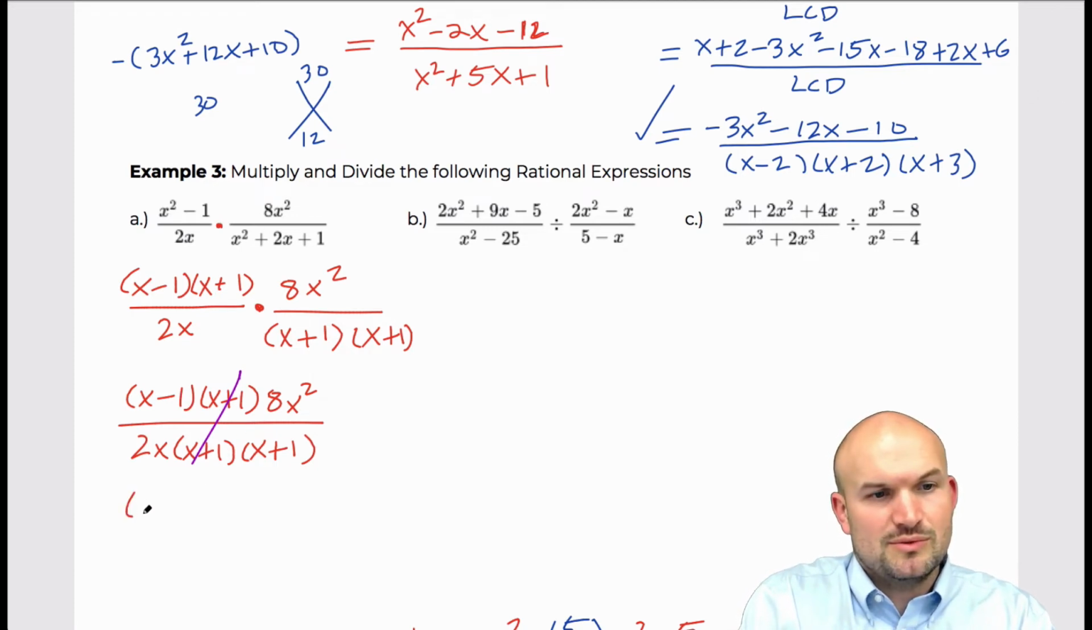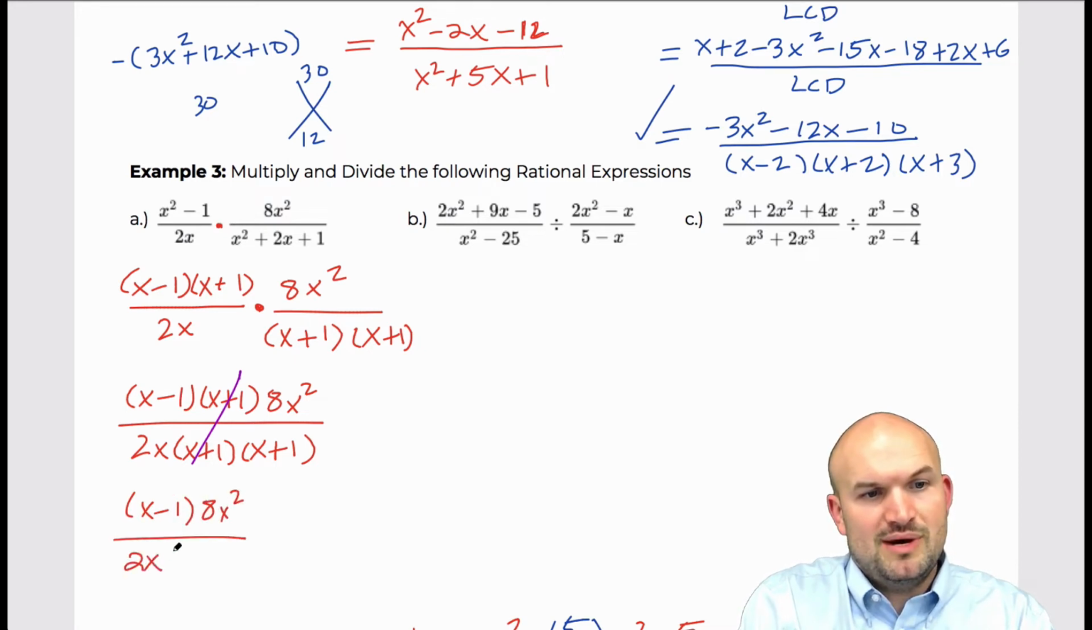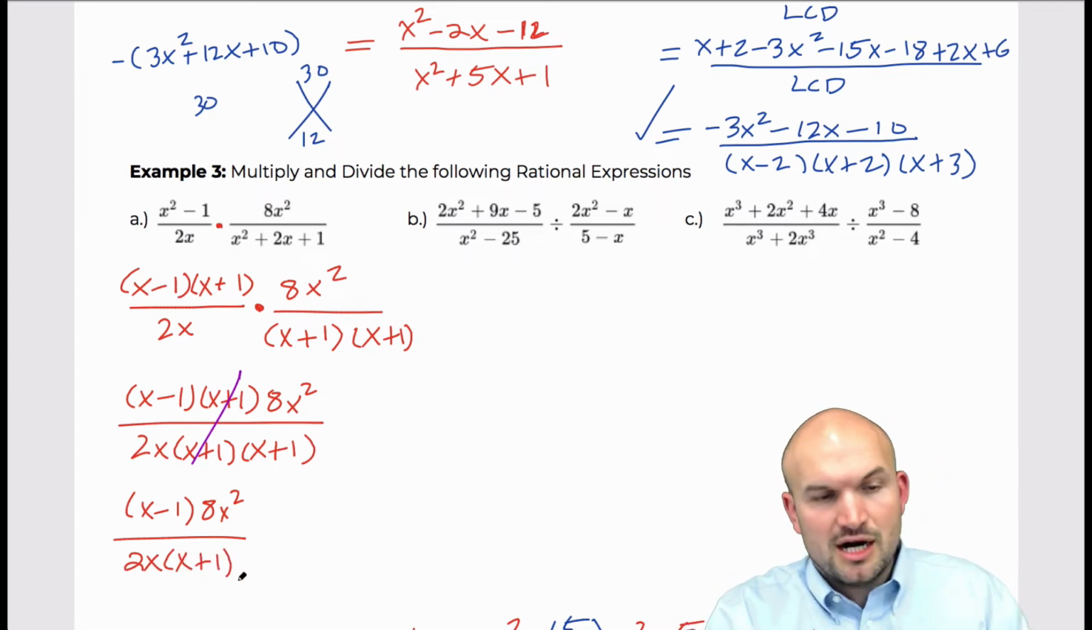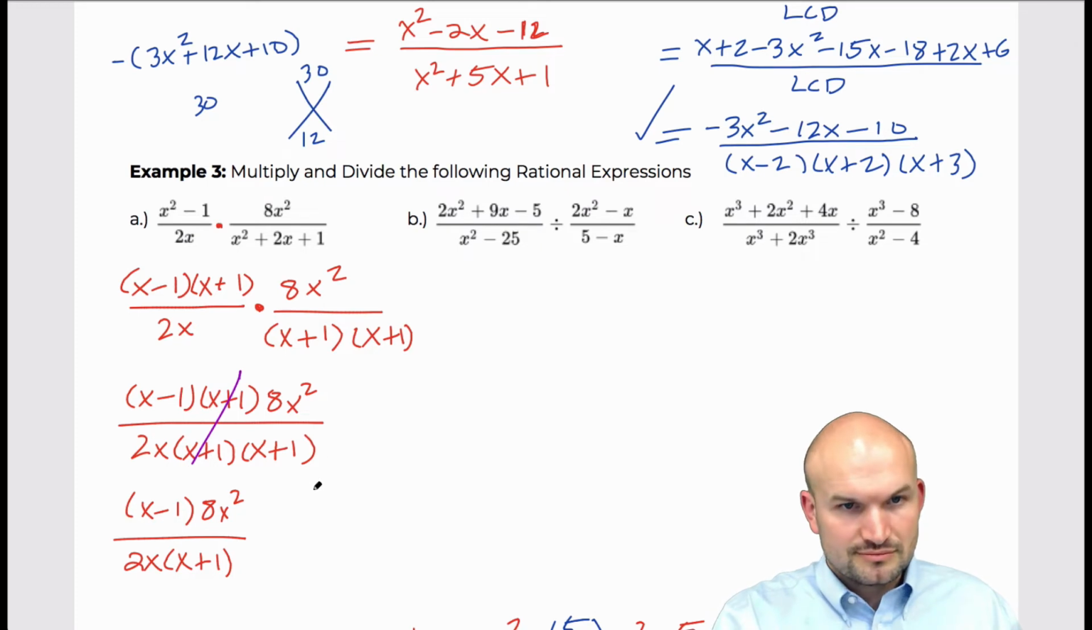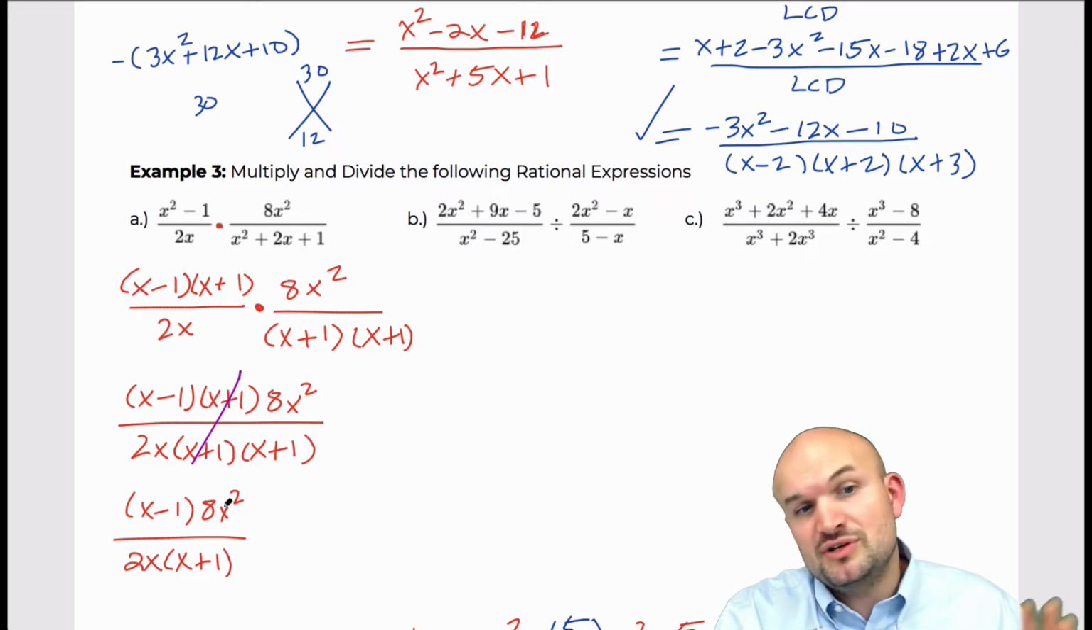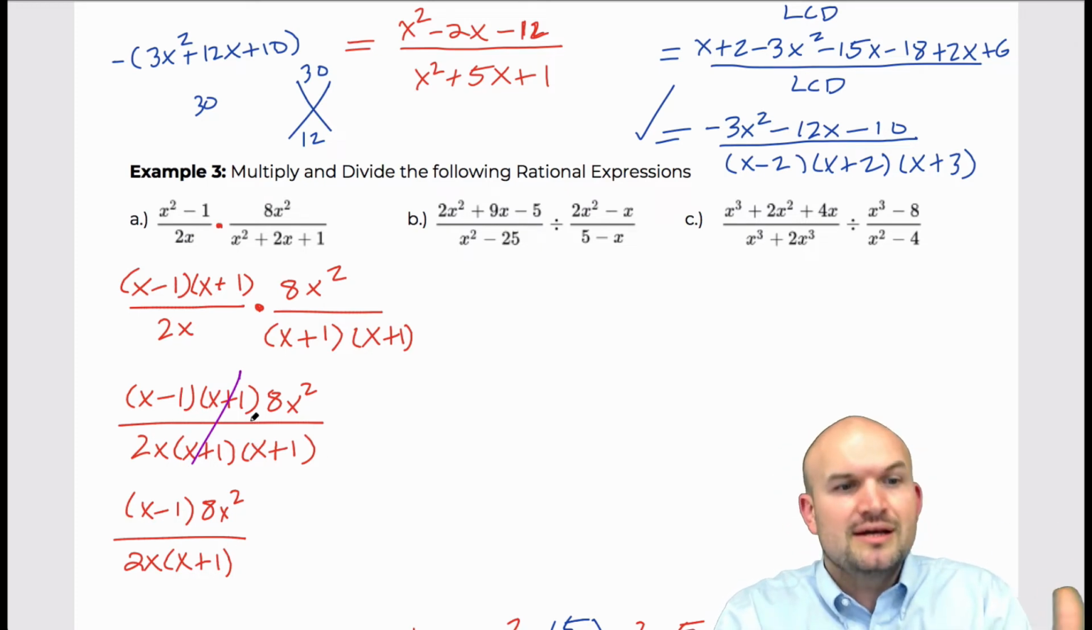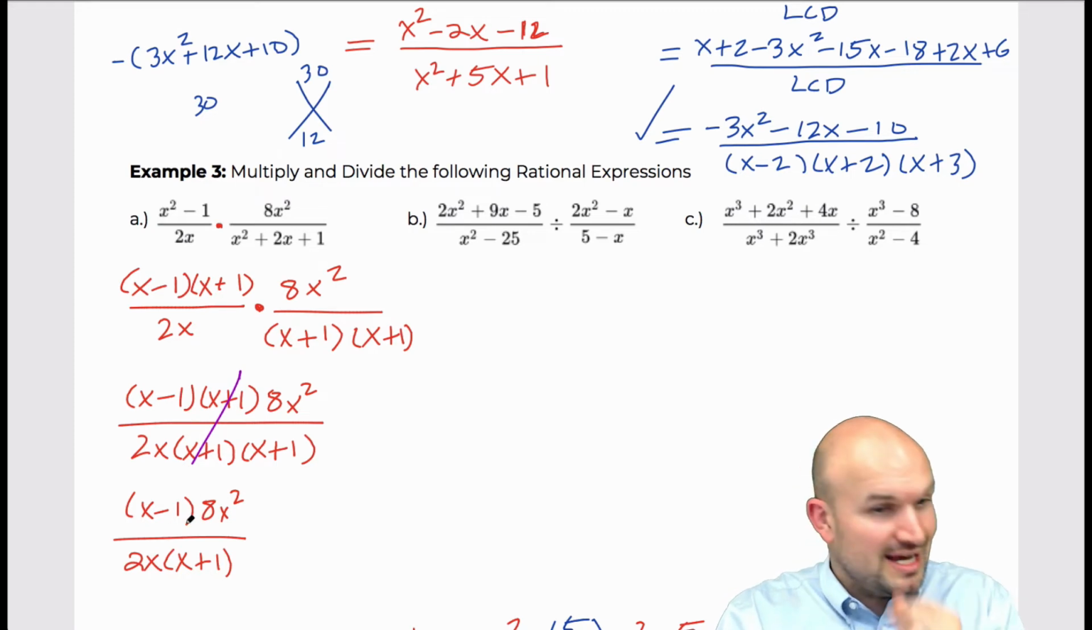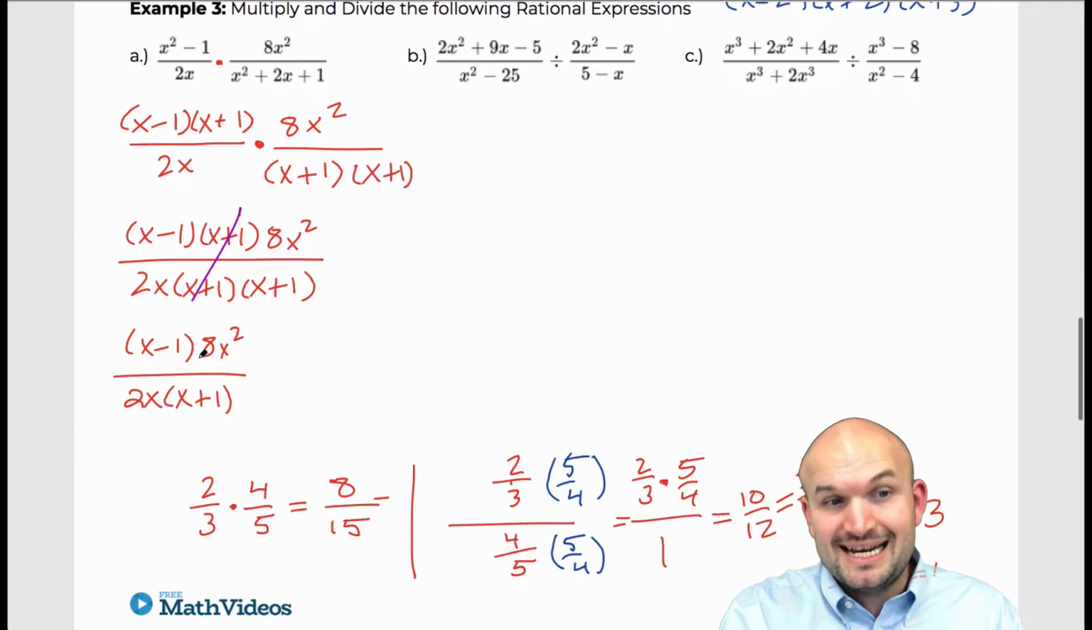And what we can see here is we're left with x minus 1 times 8x squared divided by 2x times x plus 1. Okay, and again, we're not going to worry about our undefined values in the denominator, but you can see here by multiplying, you want to simplify, multiply, and then obviously look to simplify again. Notice that these two expressions are not exactly the same.